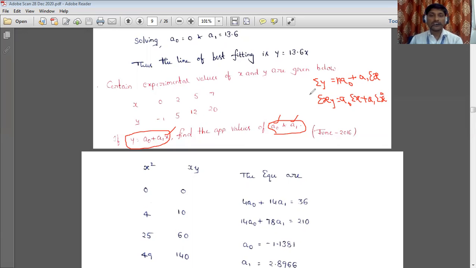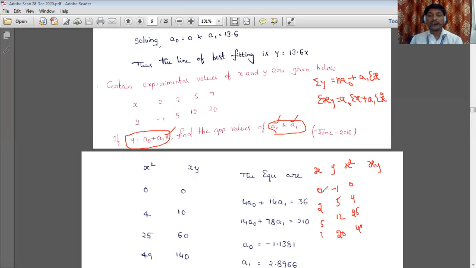So these are the normal equations, and we need to calculate the values of a naught and a1 by using the given data. For that, simply you can choose the x values as well as y values. So x values, what we have: 0, 2, 5 and 7, and y values are -1, 5, 12 and 20. So this is the value of y. And now we need to calculate x square as well as xy. So x square is nothing but 0 square is 0, 2 square is 4, 5 square is 25, and 7 square is 49.